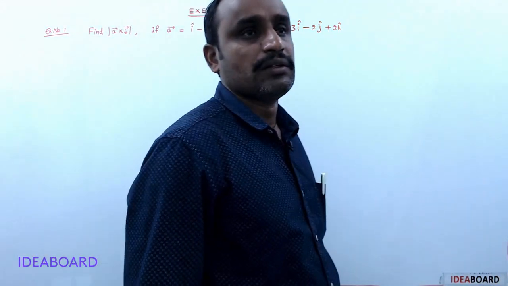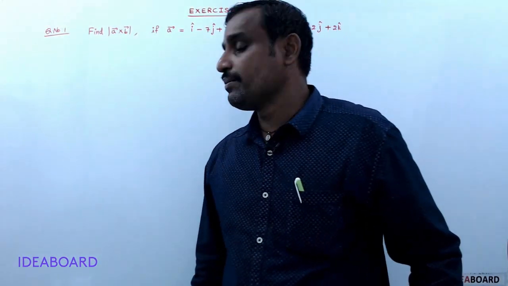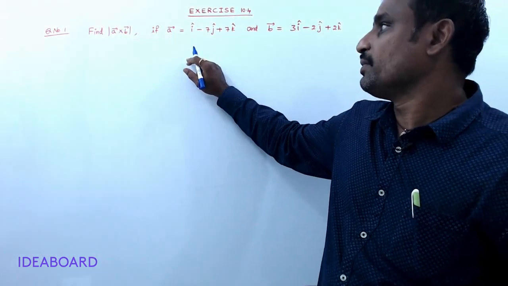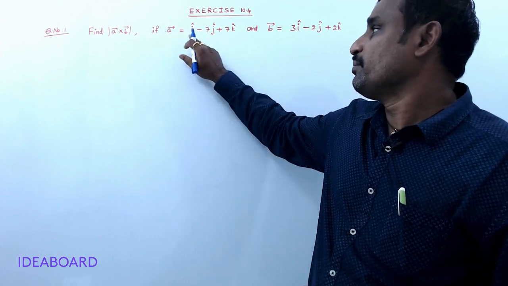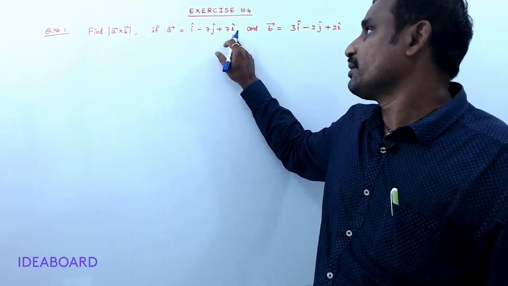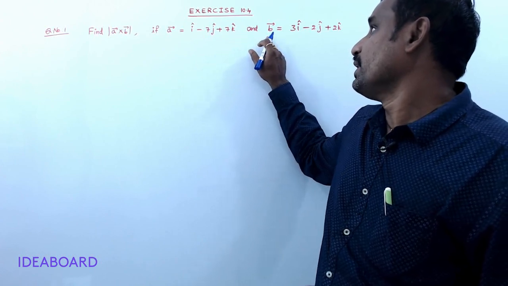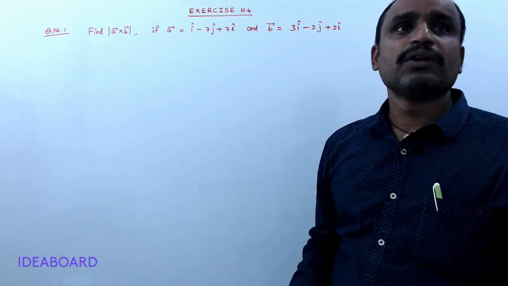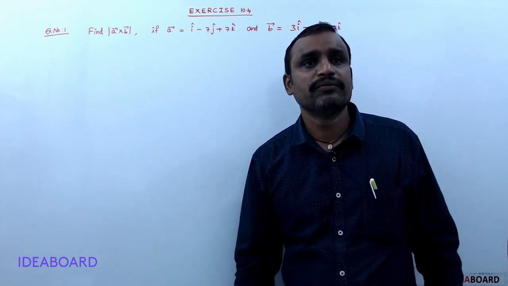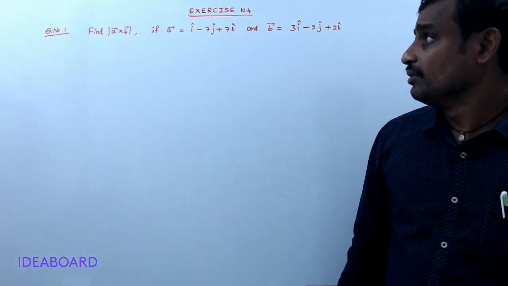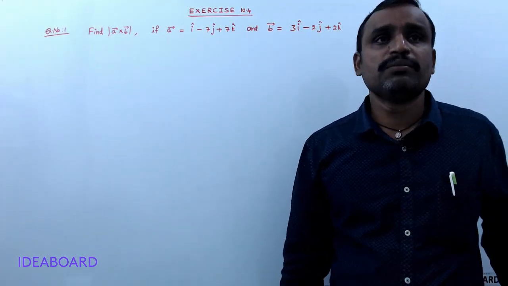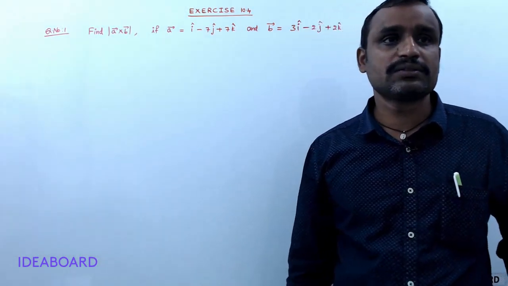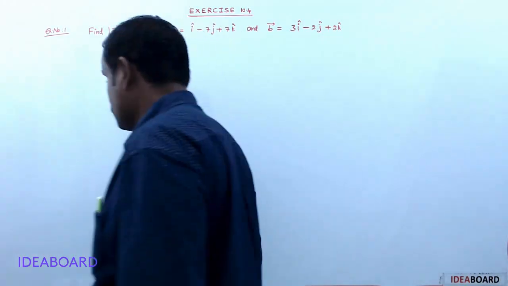Now in exercise 10.4, question number 1, we have to find the magnitude of A bar cross B bar if A bar is equal to I cap minus 7j cap plus 7k cap and B bar is equal to 3I cap minus 2j cap plus 2k cap. If they give two vectors with vector components, how do we calculate A bar cross B bar? Yesterday I gave the property. According to that property we will solve this question. So now, the solution.